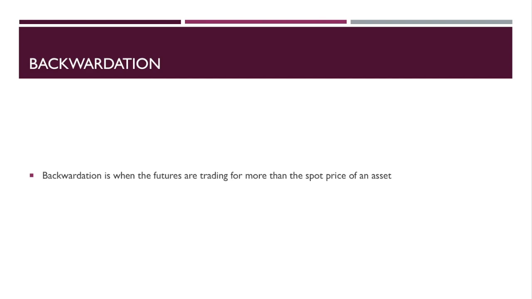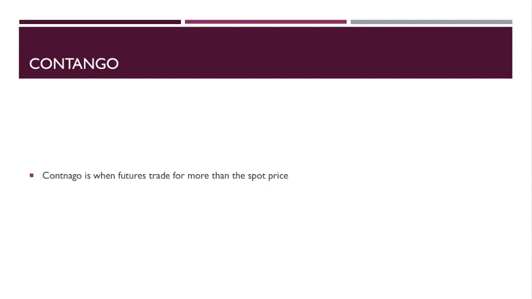Okay, so for the beginners, what's backwardation? Backwardation is when futures are trading for more than the spot price of an asset. So an asset could right now be at $1, and the futures are trading for only 50 cents. And so right there you have backwardation. And then contango is when futures trade for more than the spot price.